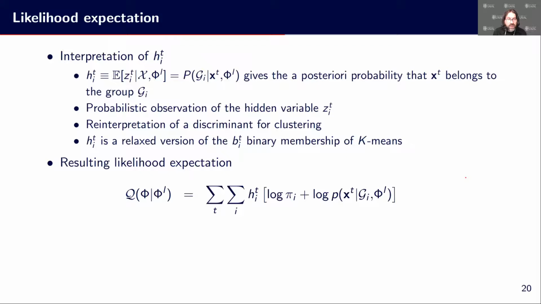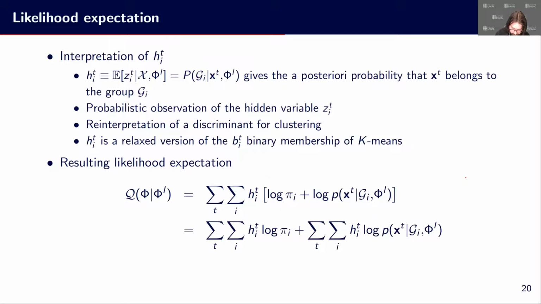And so the resulting expected log-likelihood looks like this. We have the summation over all samples and all clusters of h_i^t times the log of the prior plus the log of the likelihood. We develop this a little further, and this is what we will use. We are splitting the part with the prior from the part with the likelihood.